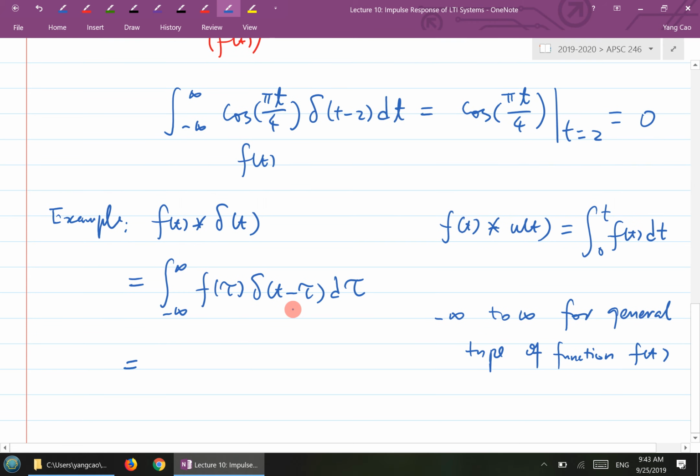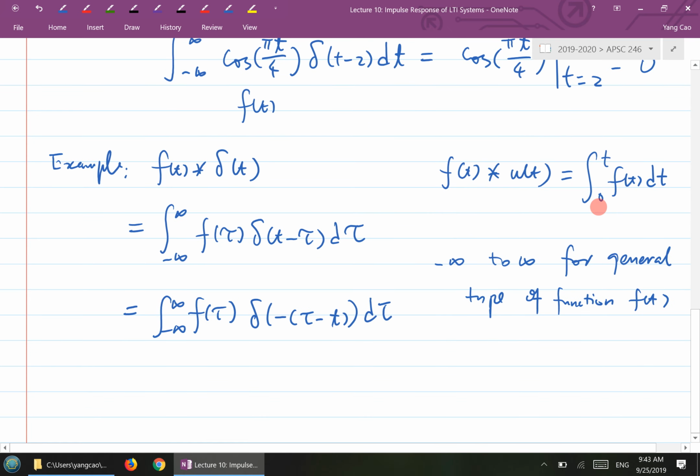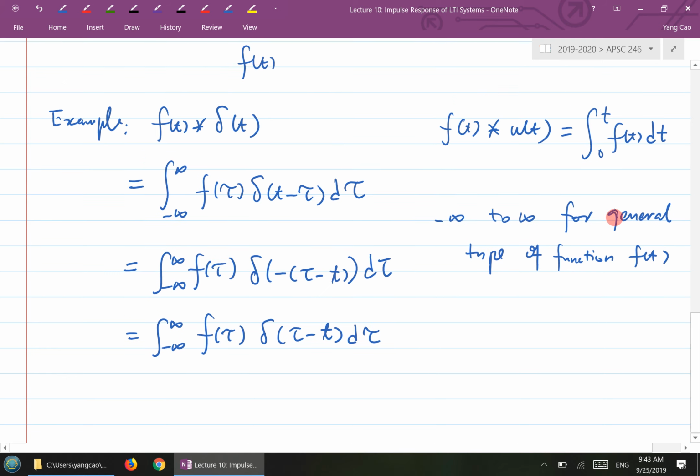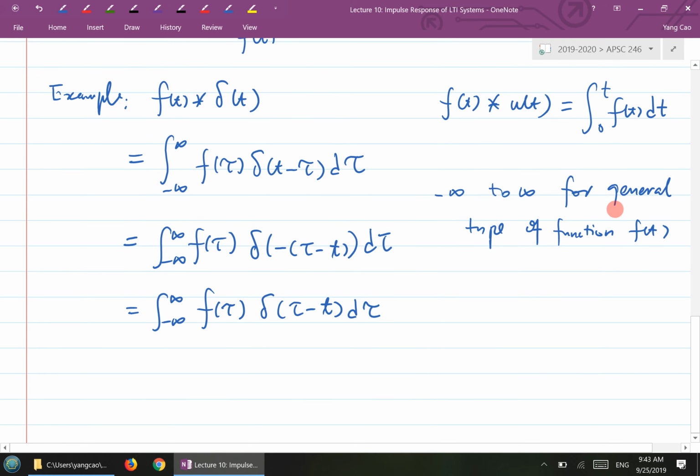Alright, so let's proceed from here, and we'll make use of a property of the delta function again. Make use of the even function property. So we take the negative sign out and it becomes delta of negative tau minus small t. And because of the even property, we can get rid of the negative sign.